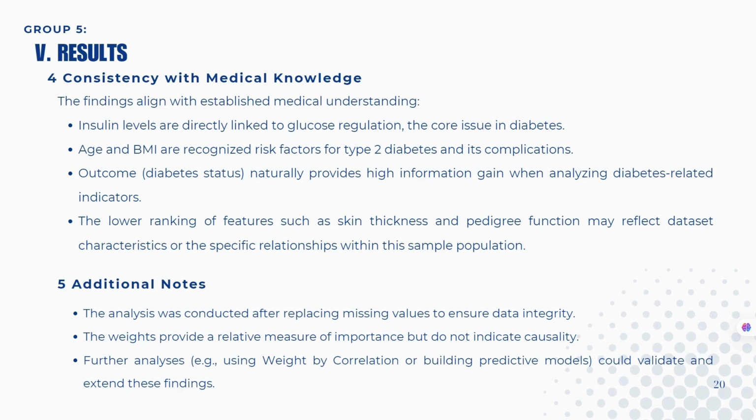Age and BMI are recognized risk factors for type 2 diabetes and its complications. The outcome, or diabetes status, naturally provides high information gain when analyzing diabetes-related indicators. The lower-ranking features, such as skin thickness and fetus function, may reflect dataset characteristics or specific relationships within the sample population. Some additional notes on these results: the analysis was conducted after replacing missing values to ensure data integrity.